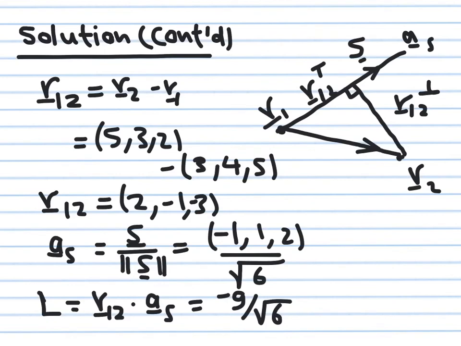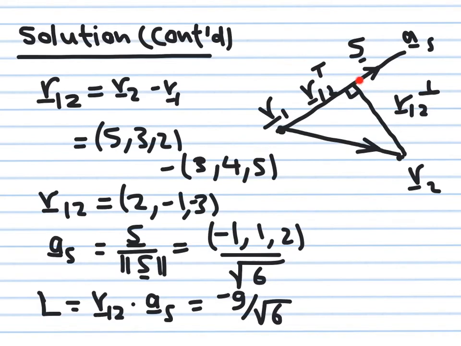In order to do the scalar projection, you need a unit vector along the direction of S. So I calculated aS, which is equal to S divided by norm S. This is S that's given. The norm of S is simply the square root of minus 1 squared plus 1 squared plus 2 squared, so square root of 6. So this is the unit vector here, okay?